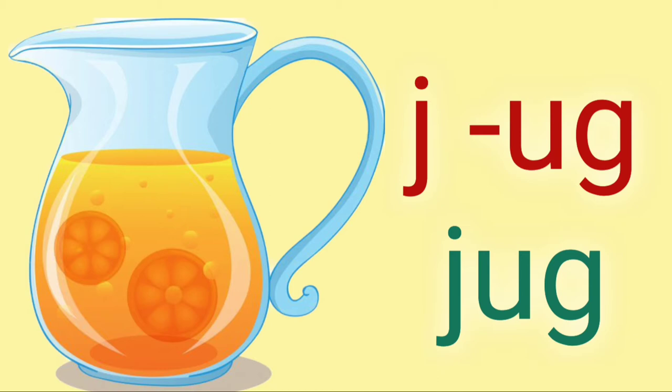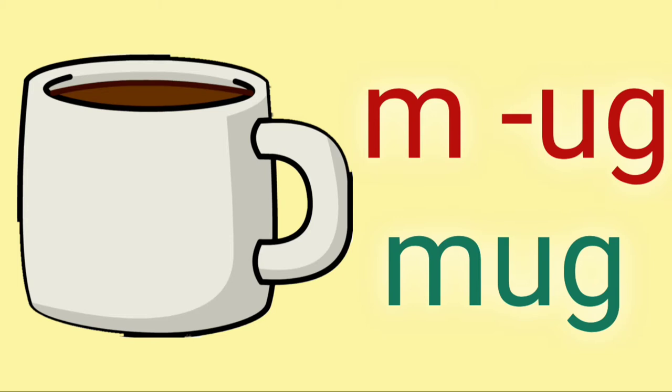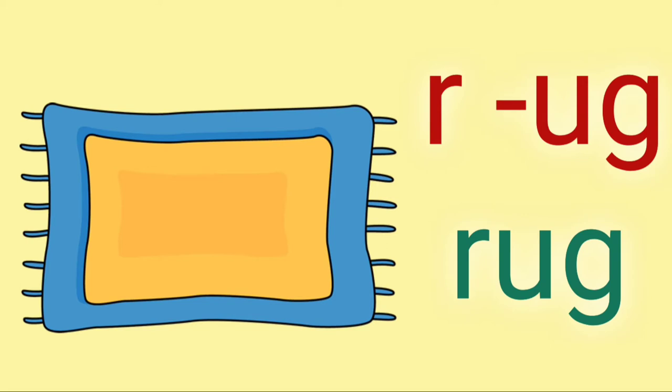Jug. M-ug. Mug. A large cup with straight sides used for hot drinks. Mug. R-ug. Rug. A piece of thick, heavy cloth smaller than a carpet used for covering the floor or for decoration. Rug.